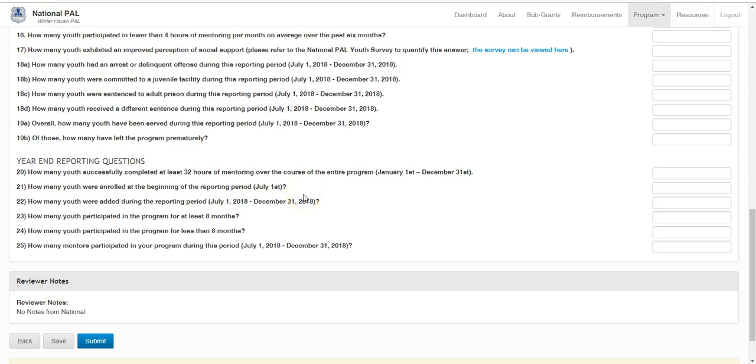If you have any questions about the report here or the reporting guide, please feel free to reach out to First Pick and we can help you out. If you have larger questions about your grant implementation, feel free to reach out to Angie Caffey at National PAL. And if you have any questions about accessing the site, need a password reset, anything like that, again, of course, reach out to First Pick and we will be able to help you out.